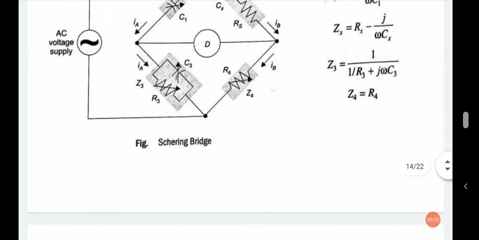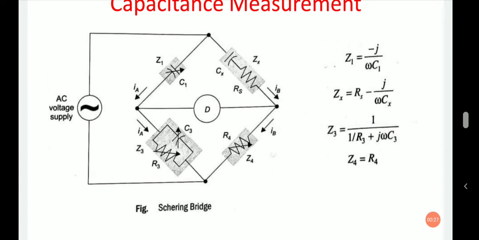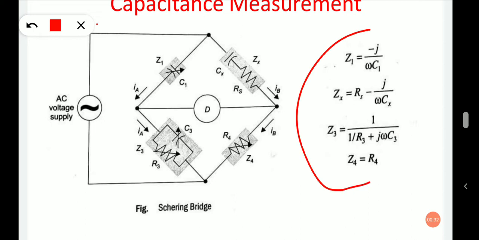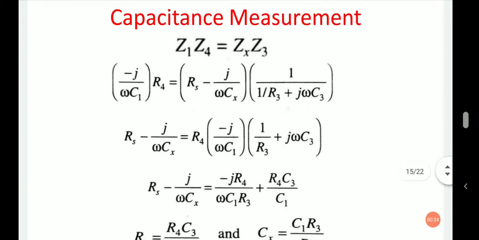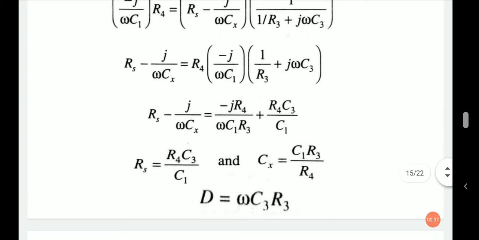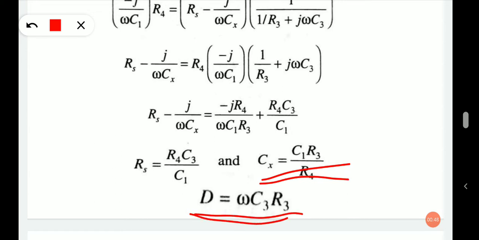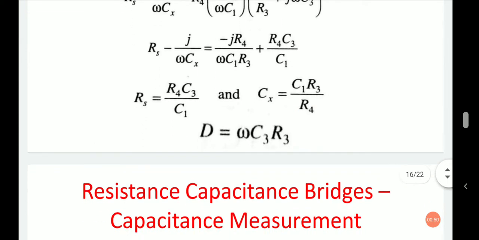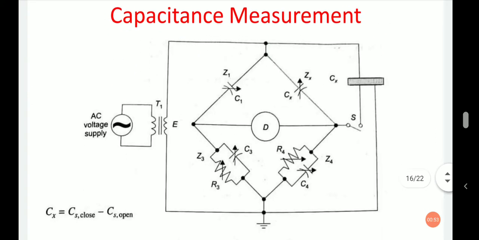So in the last video we have seen this Schering bridge circuit, the complex notation for the impedances. Then we have seen the relation for unknown capacitance in the Schering bridge as well as the dissipation factor for the Schering bridge. Now we will see the determination of dielectric material.